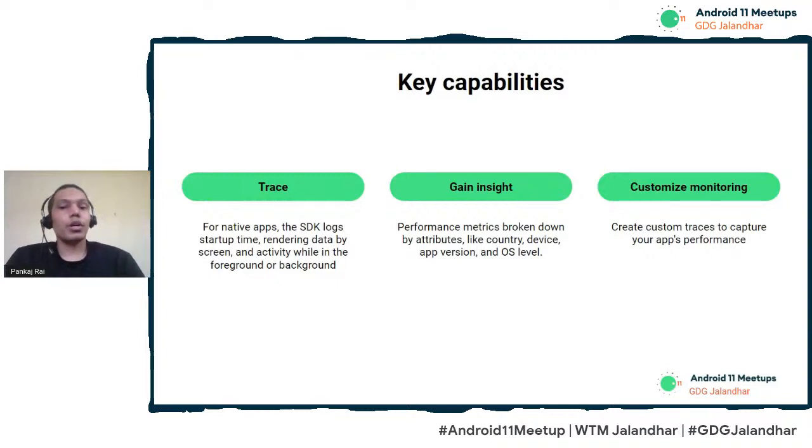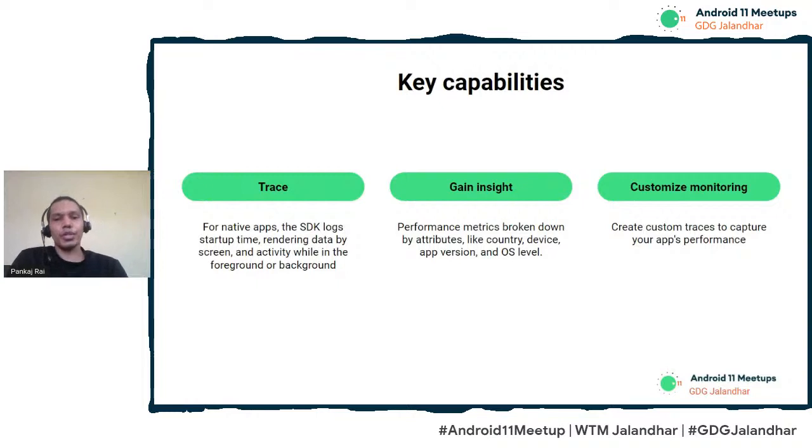Now the traces which it automatically traces are like the native application traces. We'll talk about this later. Gain insight. Insight is important for us because this gives us information about which country our user is coming from, and on which OS level. And monitoring is like if your use case doesn't fulfill with what Firebase is offering with the automatic tracing and insights, then you could add your own custom monitoring also.